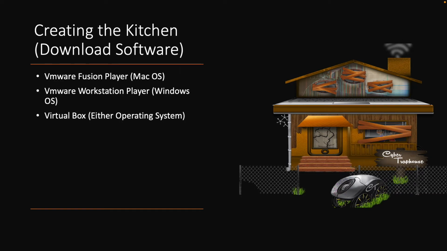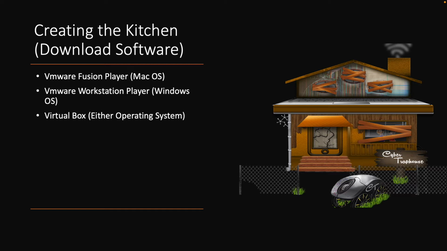The first thing we're going to do is put the kitchen together, right? We've got to create the kitchen, so we need to download that software, which is VMware Fusion Player if you're on a Mac, VMware Workstation Player if you're on Windows, and if you just don't like VMware, that's fine. You can use VirtualBox. It all works. Some of it might be a little bit more user-friendly. It's just your preference. It is your kitchen, so you can cook it how you want to cook it.